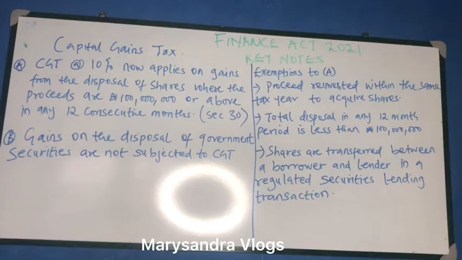Exemptions to A, where capital gains tax shall not apply, is that, one, proceeds reinvested within the same tax year to acquire shares. This implies that if there is a disposal of shares which is 100 million naira or above in a period of 12 consecutive months, however, such proceeds are reinvested in acquiring shares within that same tax year, capital gains tax shall not apply on such proceeds. Second exemption is that total disposal in any 12-month period is less than 100 million naira.